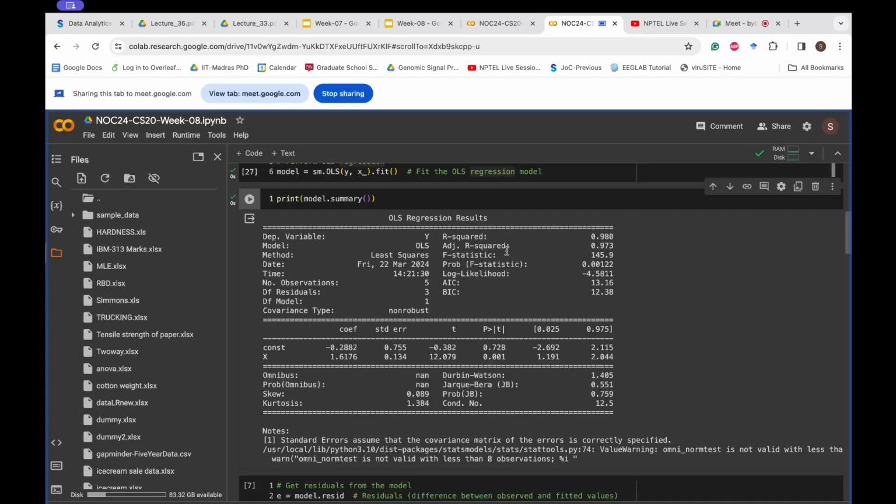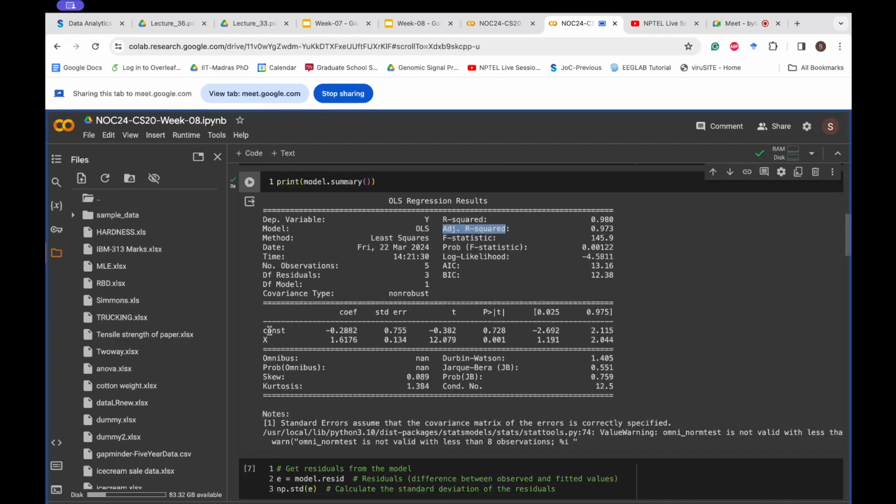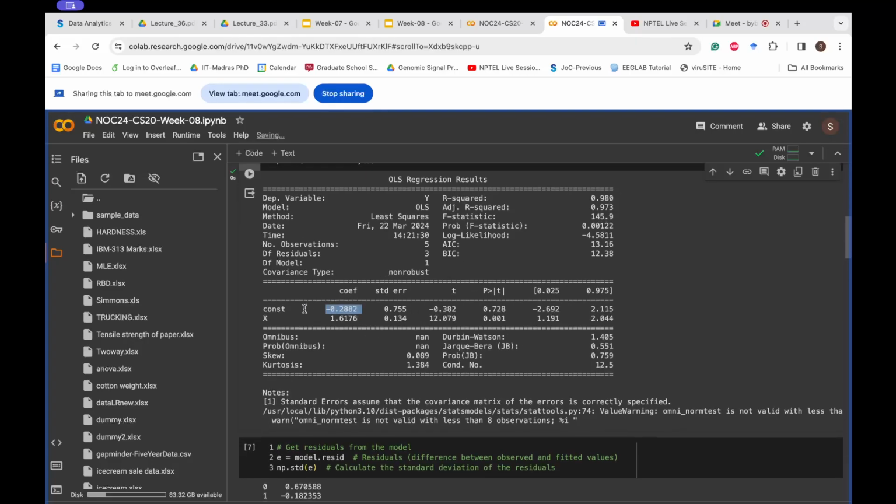So you have this R square, adjusted R square. We saw what adjusted R square is. It is taking the number of independent variables into consideration. Then here we have the values of the parameters. This is beta naught and this is beta 1, the coefficient of x and the constant term. For each of these terms, you have a certain standard error associated with them, and then using that you can compute the t value and the corresponding p value to find out the statistical significance of each of the parameter estimations.